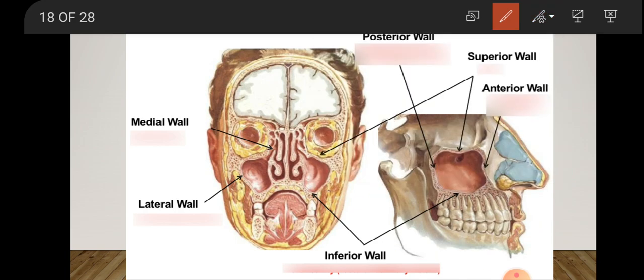So this is the anterior wall which is formed by the maxilla, and then this is the inferior wall. These are the alveolar processes. I think you remember the alveolar process provides the sockets for the attachment of the teeth. The teeth are lodged there. So the inferior wall is formed by the alveolar and palatine process of the maxilla.